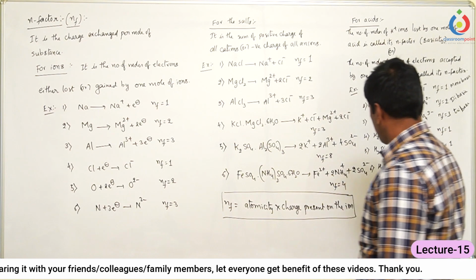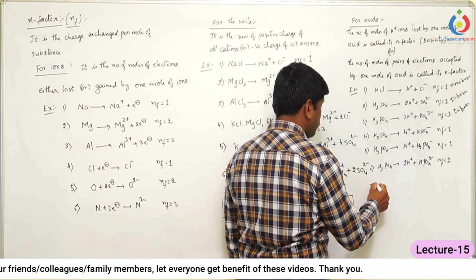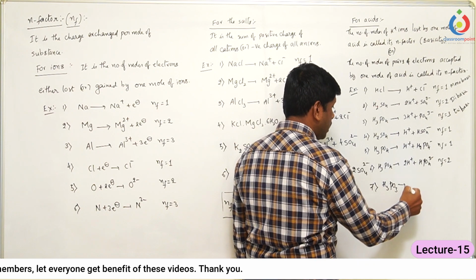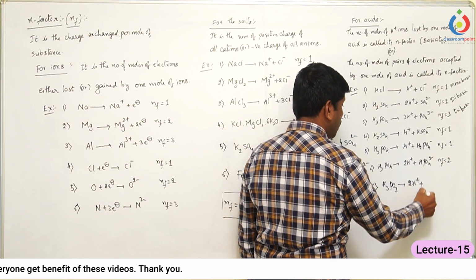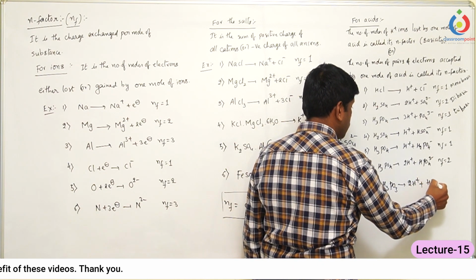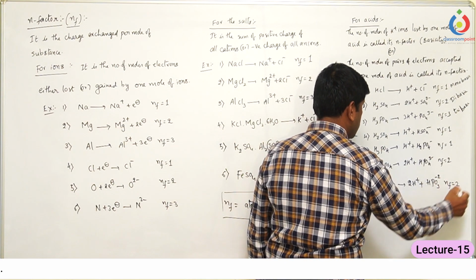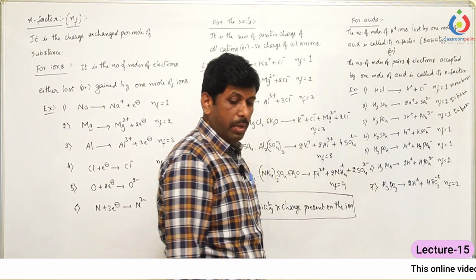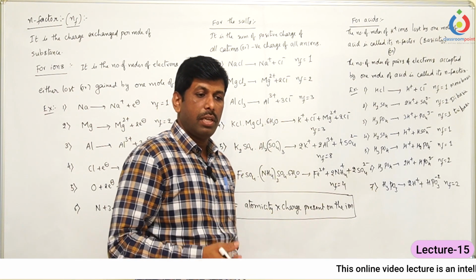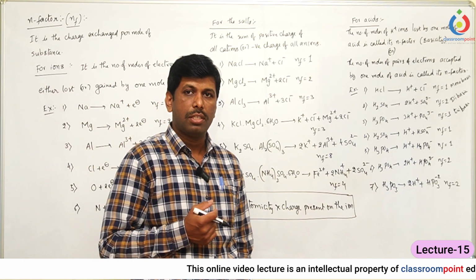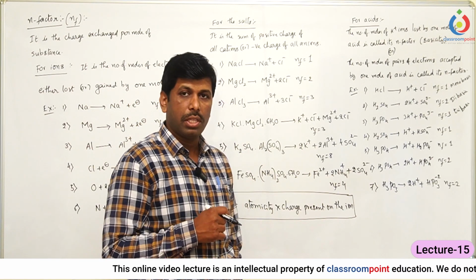Let us take another example. H3PO3 is there. Maximum it can release only 2 H plus ion, and it is HPO3 2 minus ions, so that N factor is equals to 2. So the number of H plus ions released by an acid depends on its structure. Let us see some of the molecule structures and we shall come to the conclusion there.